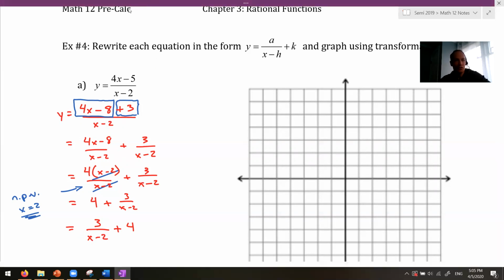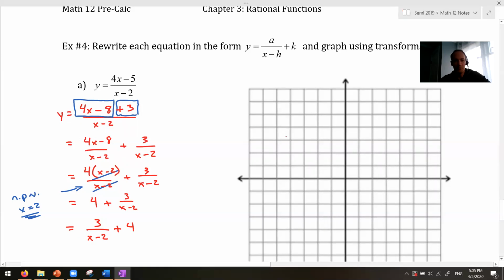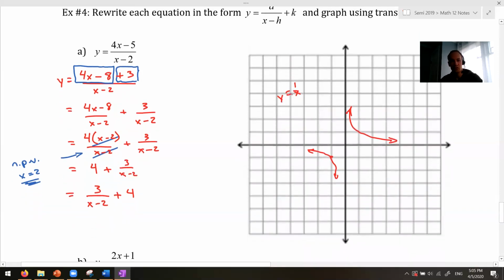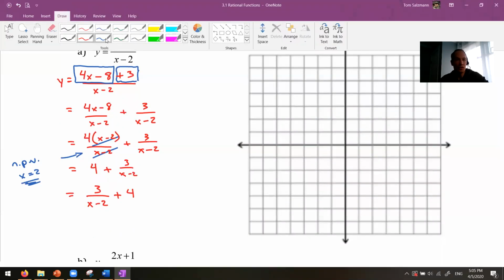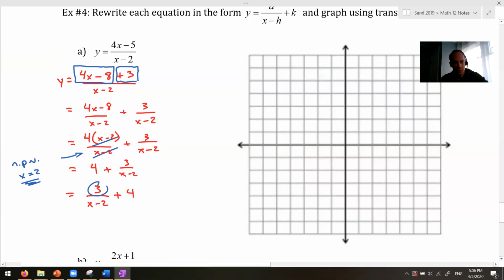Okay, so what we're going to do is we're going to look at, again, the main type of graph. The parent would be this guy here. I don't even really want to draw it. I'm just refreshing us. That's y is equal to 1 over x. And what we're going to do is we're going to transform it. So if we look at what are the transformations here, I'm just going to get rid of that because I don't want to clutter up my graph. The transformations are going to be this guy here.